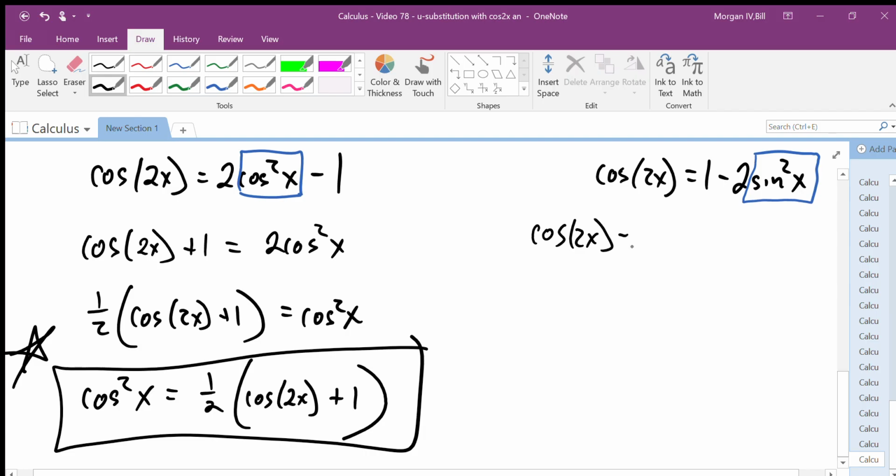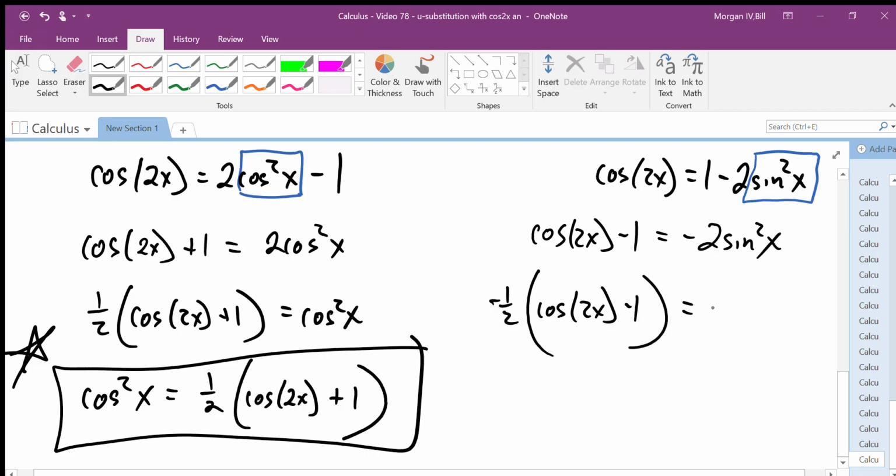Cosine 2x minus 1 is negative 2 sine squared of x. And then, to solve for sine squared of x, we're going to divide by negative 2, same as multiplying by negative 1/2. Negative 1/2 cosine 2x minus 1 is now equal to sine squared of x, which is good, but I'm going to go ahead and distribute the negative 1/2, or at least the negative sign. So instead of negative 1/2 cosine 2x minus 1, I'm going to distribute the negative sign and do positive 1/2.